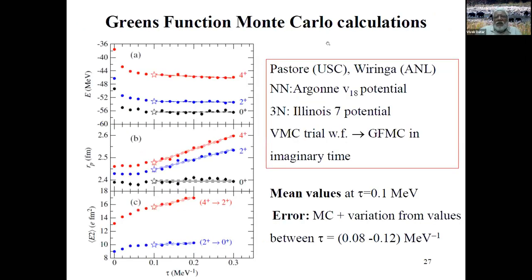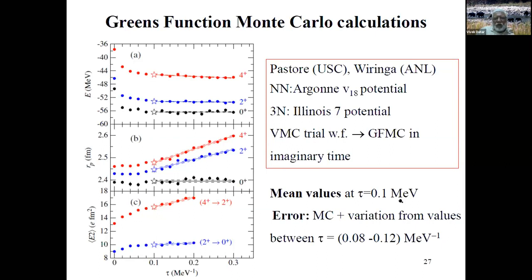Just one slide, since I'm not somebody who knows anything about these Green's function Monte Carlo calculations. This is just a slide prepared by Wiringa and Pastore to show what they actually did. This is also there in the PRL paper. They used the Argonne v18 potential and the three-body potential, the Illinois-7 potential. They used the variational Monte Carlo trial wave functions to get into the GFMC, and then they propagated this in imaginary time, in steps of 0.1 MeV inverse.